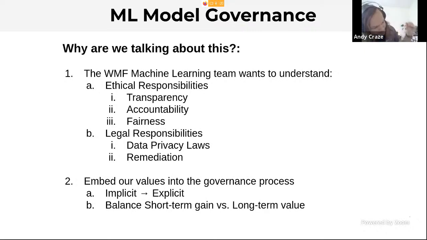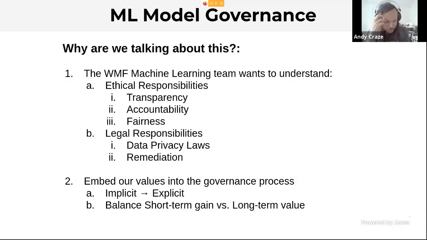But ultimately we want to embed our values into the governance process. There is governance with our models right now, but a lot of it, we keep hearing from contributors and people here at the foundation, is that it's implicit. So we want to make a lot of this implicit governance into explicit policy.